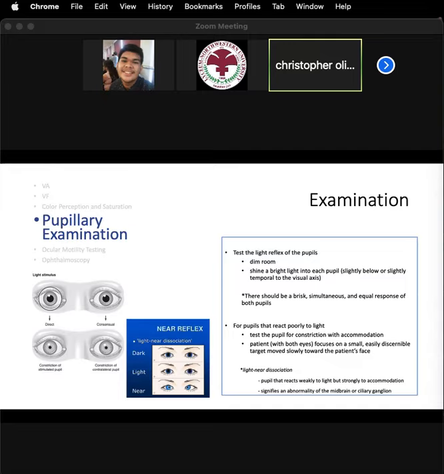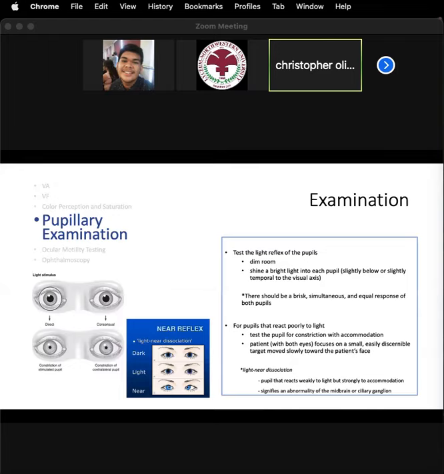In testing the light reflex, it should be in a dim room. You shine the bright light into each pupil, slightly below or slightly temporal to the visual axis. There should be a brisk, simultaneous, and equal response of both pupils.